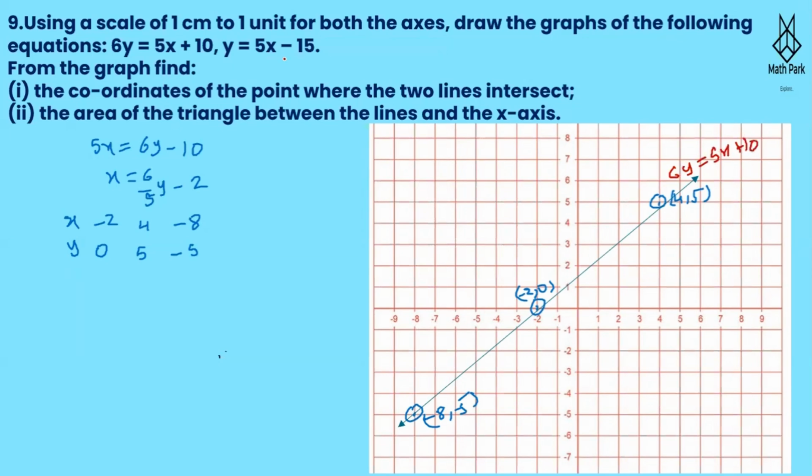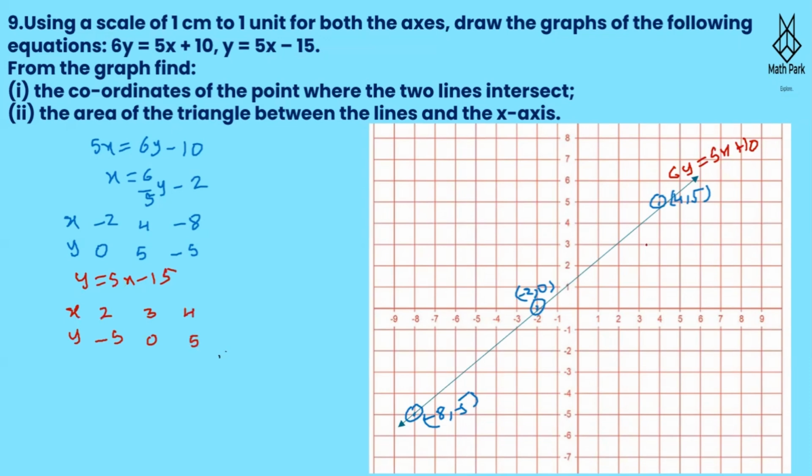The next line is y is equal to 5x minus 15. So let us take the points x and y. If you take x is equal to 2, 5 times 2 is 10. 10 minus 15 is minus 5. If you take x is equal to 3, 5 threes are 15. 15 minus 15 is 0. If you take x is equal to 4, 5 fours are 20. 20 minus 15 is 5.